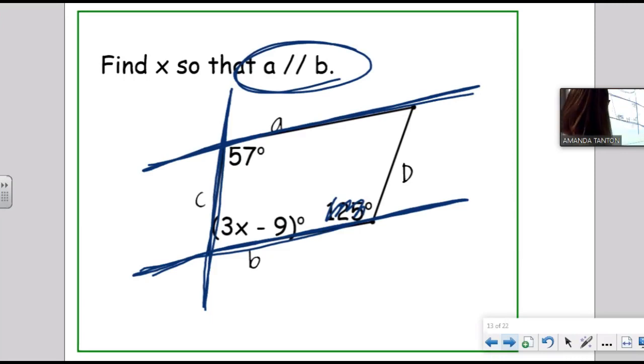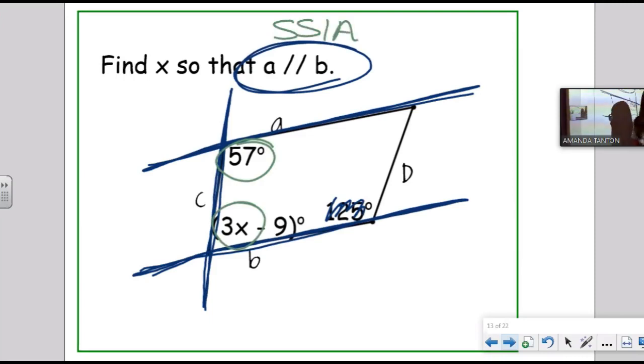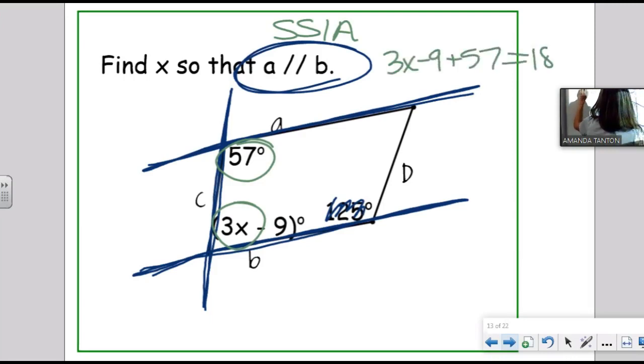So the angles left over have a vocab word. They are same side interior angles. And if same side interior angles are supplementary, then A is parallel to B. So what do we do? We surely do not set these equal. We add them to equal 180. I will cut to the chase. X is going to equal 44.